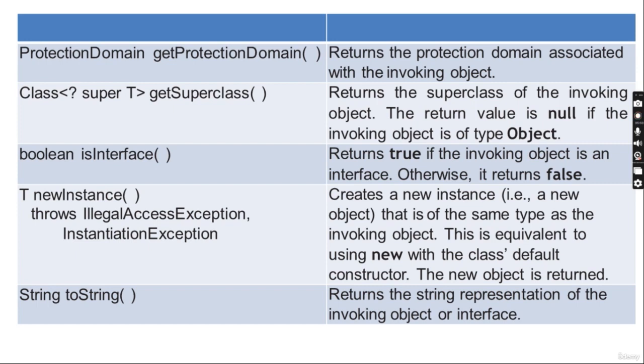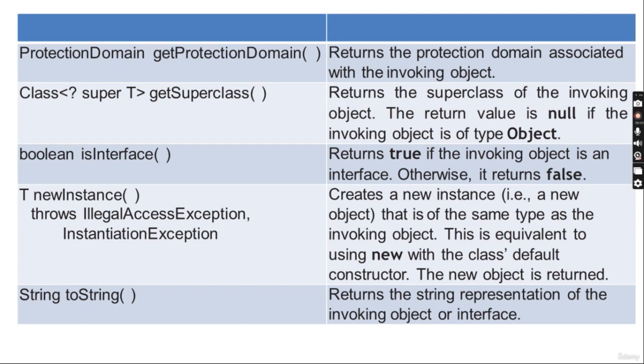Get protection domain returns the protection domain associated with the invoking object. Then Class<? super T> getSuperclass returns the superclass of the invoking object. The return value is null if the invoking object is of type Object.